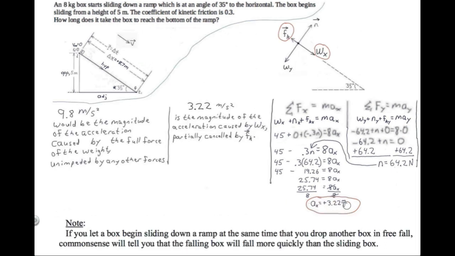Does it make sense that the magnitude of our result for a sub x is less than the magnitude of free fall acceleration? Yes, that does make sense. Because a sub x is being caused not by the full force of the weight, but only by w sub x. And furthermore, w sub x will be partially cancelled by the kinetic friction force.